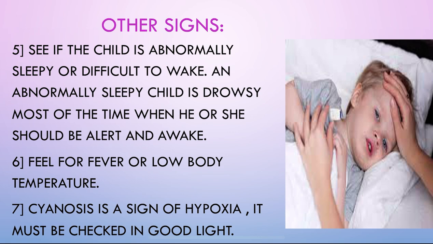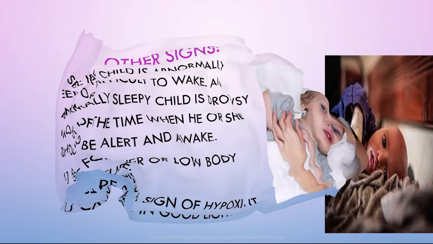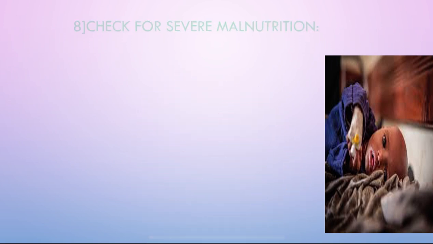Malnutrition, when present, is a very high risk factor, and the case fatality rates are much higher in these children. We also have the cyanosis, which is a sign of hypoxia. Cyanosis should be checked, especially in a good light. In cyanosis, a purplish discoloration is seen. It is a sign of hypoxia. It shows that enough oxygenated blood is not being supplied.